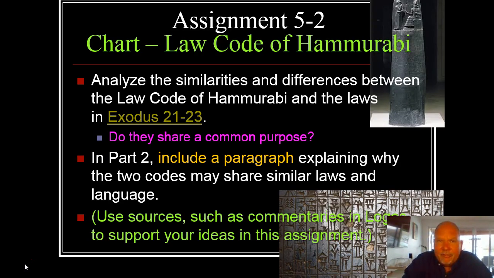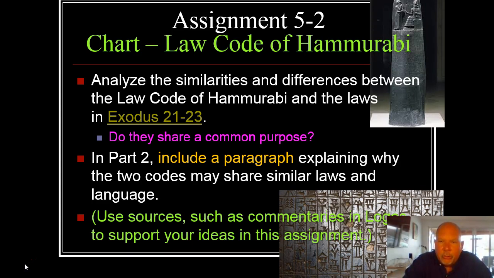Then we had assignment 5.2, looking at the law code of Hammurabi versus the Book of the Covenant. You were to analyze the similarities and differences between the law code of Hammurabi and Exodus 21 to 23, and to talk about whether they share a common purpose, which they do not.